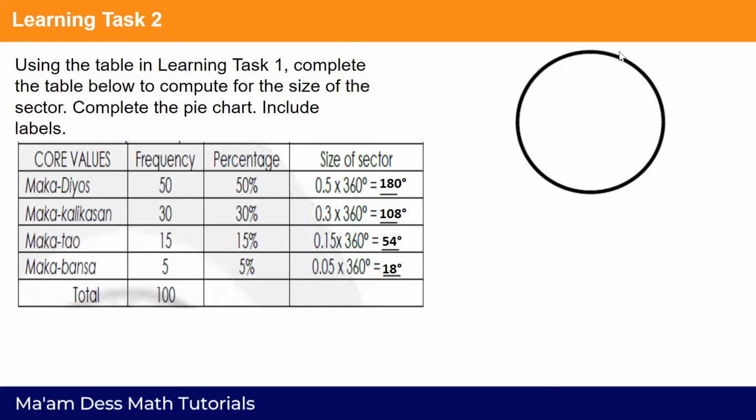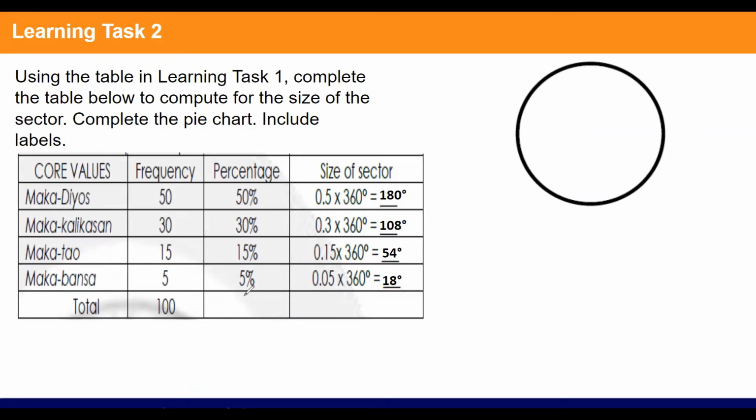And then 0.05. Why 0.05? Baka kasi nagtataka yung iba. We have 5, change po natin into decimal. So 5, move to the left: 1, 2. Bakit 2? Since it is divided by 100, you will move 2 places to the left. That's why it is 0.05. Now multiply again by 360, so you will get 18 degrees.